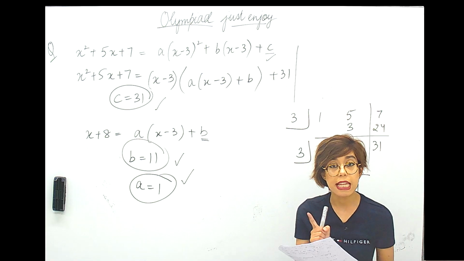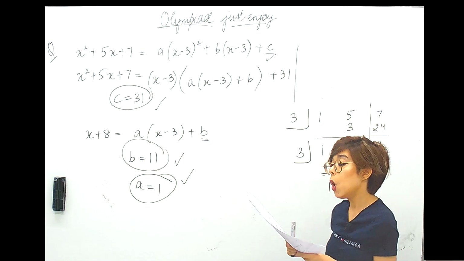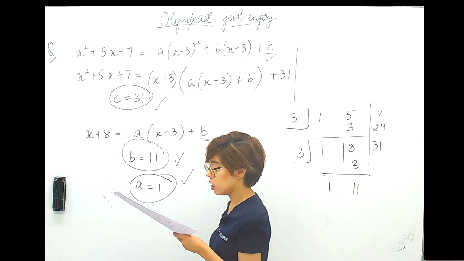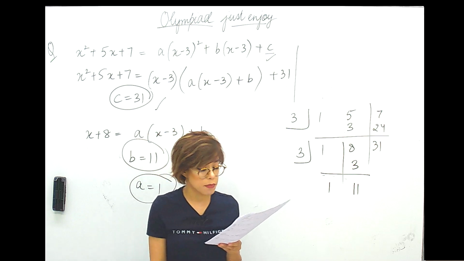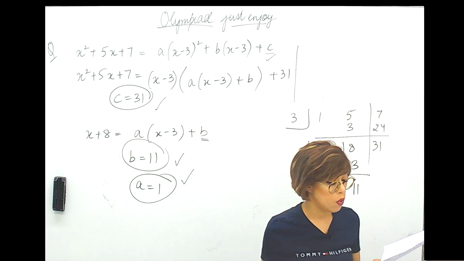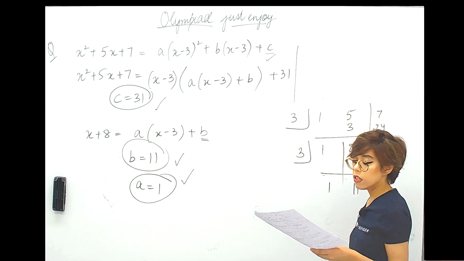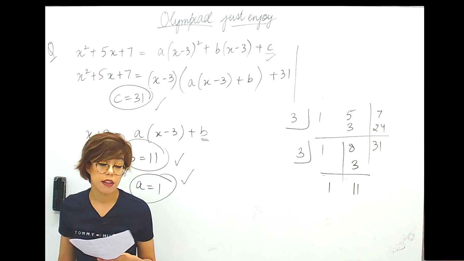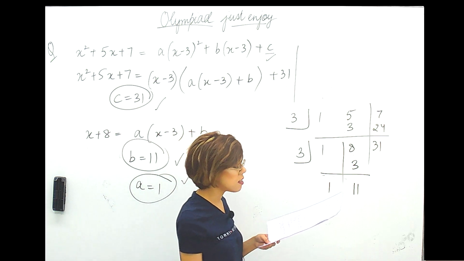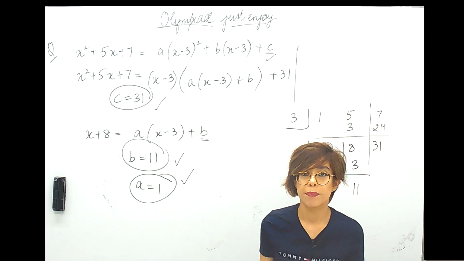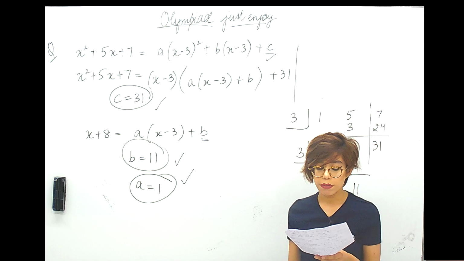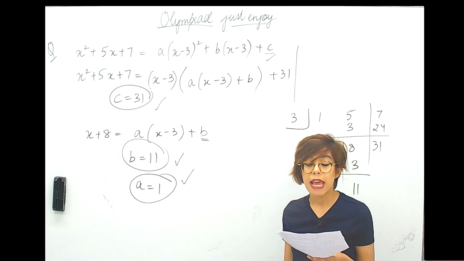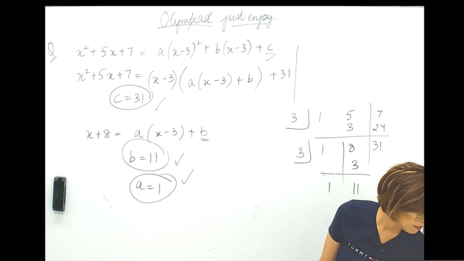Done? Alright. So do the next one. Using only synthetic division, express x raised power 4 plus 2x cube plus 6x square minus 8x plus 4 in powers of x minus 2.